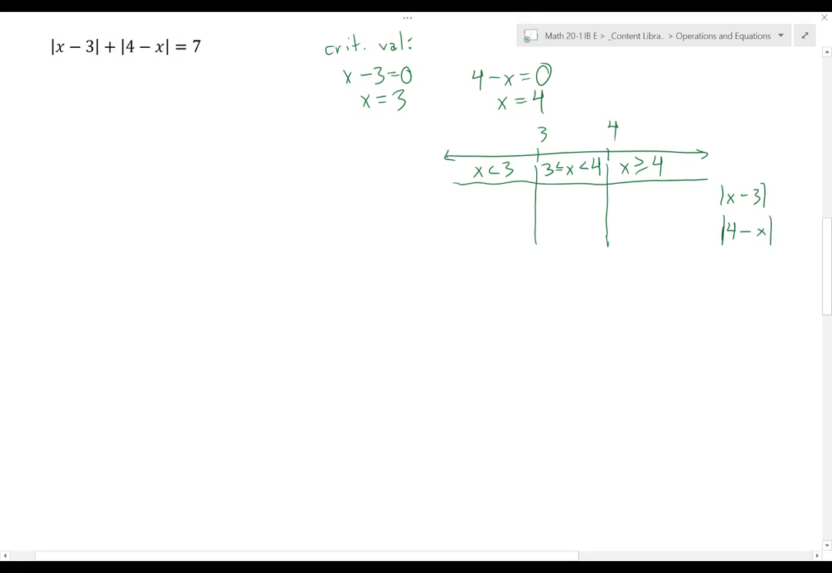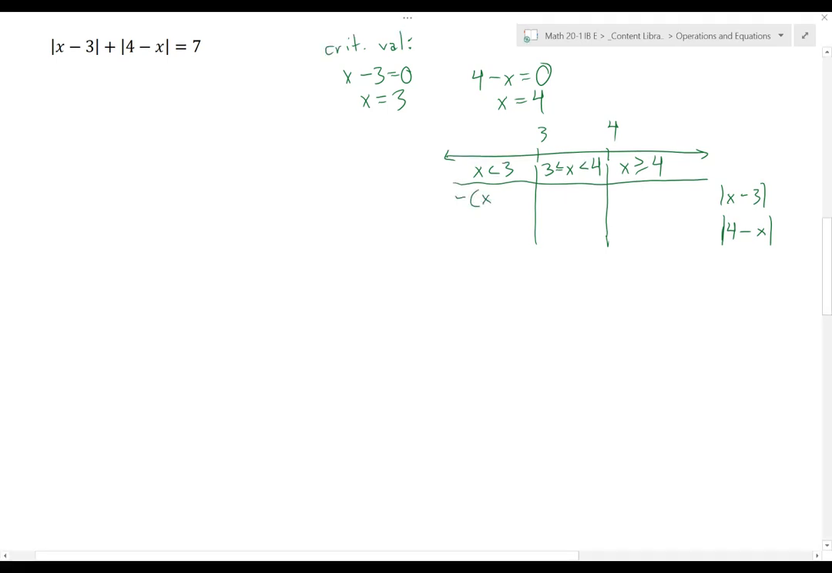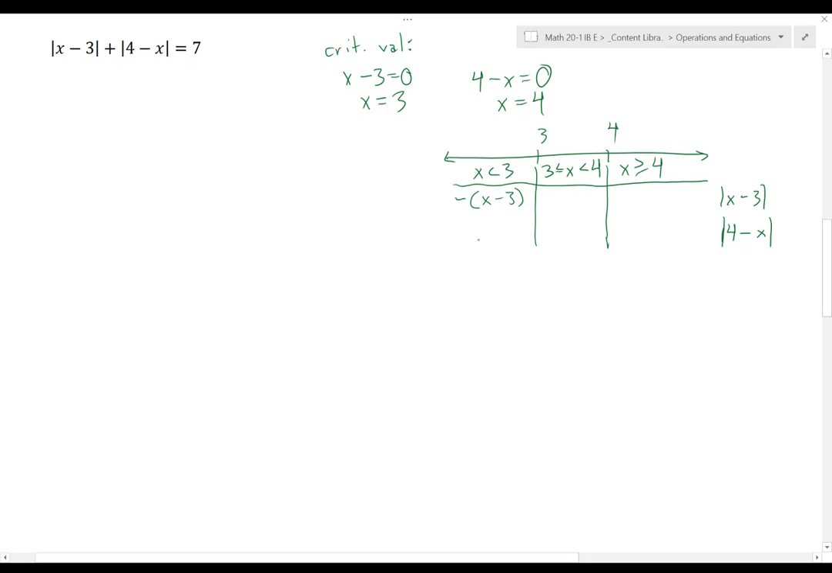One of the easiest ways to figure this out is to just pick a number in each interval. So x is less than 3, let's try 0. 0 minus 3 is a negative number, so the absolute value here has to be the opposite of x minus 3. But 4 minus 0 is a positive number, so the absolute value here is just 4 minus x.